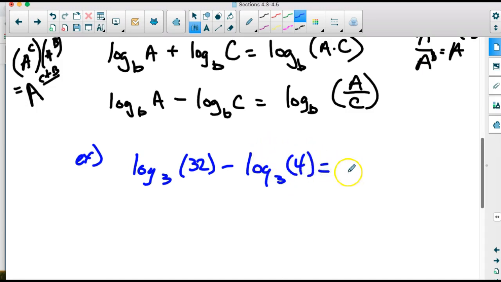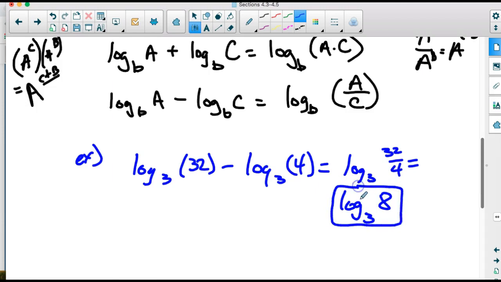To simplify that to one logarithm, that's log base 3 of 32 divided by 4, which is log base 3 of 8. Is there a power of 3 that gives you 8? No, so we can't simplify this anymore. This would be 3 to some power equals this number. 3 to the second power is 9, and 3 to the first is 3. 8 is in between, so it's not going to simplify any more than that. It won't give us a nice number anyway. But we use this property right here.